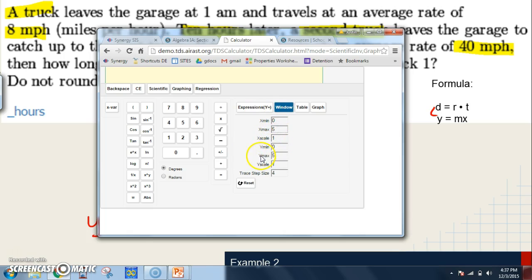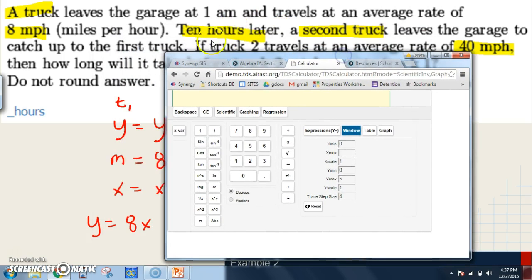Well, what is the maximum time that these trucks are going to travel for? Well, this says something about 10 hours later. So I'm assuming that they've gone at least 10 hours. So the max time here, I'm just going to make 15, right? And sometimes you're going to have to mess around with this window. So it's okay if we put it at 15. We have to come back and adjust it. You'll see that. And then the scale, well, from 0 to 15, going up by 1 is just fine, right? That's a perfect scale for 0 to 15.